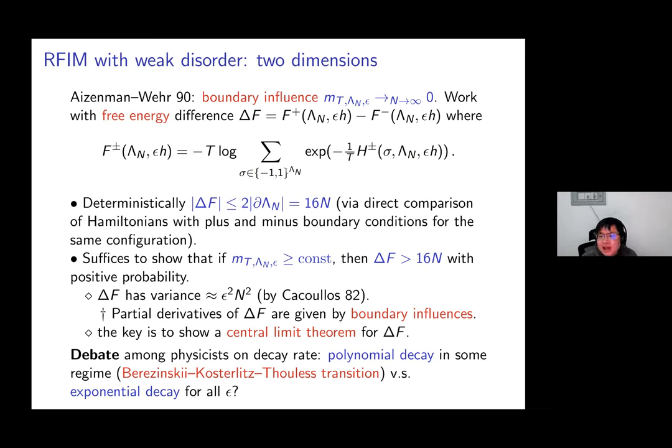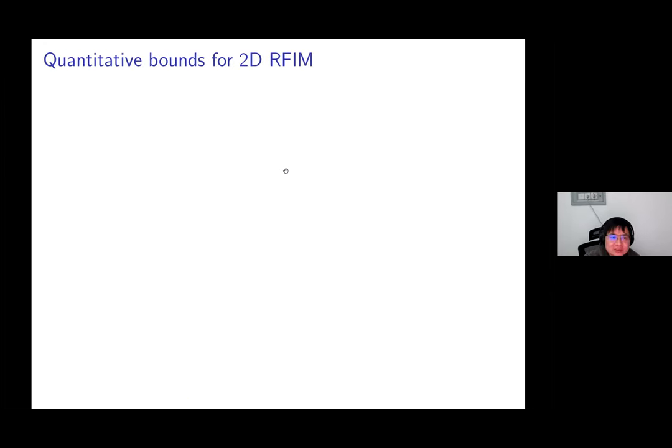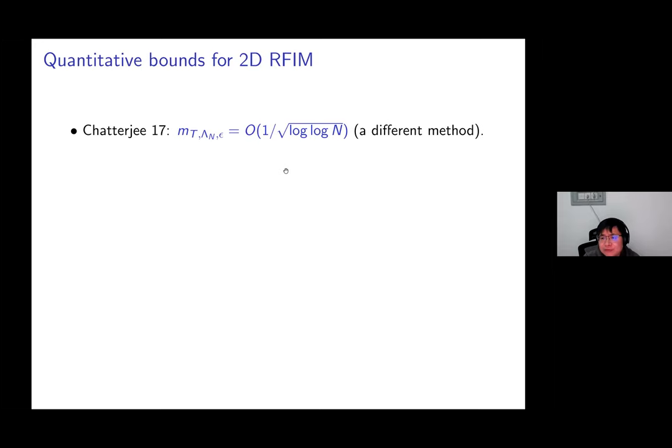There were supporting arguments in both directions from the physics side on this. And for quite some time, there was not much progress in this problem until quite recently, in 2017, when Sourav Chatterjee proved an upper bound of 1 over root log n using a different method. So I'm not going to discuss it.